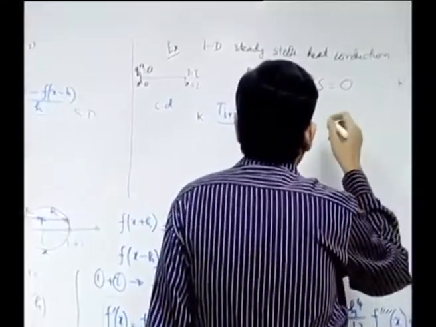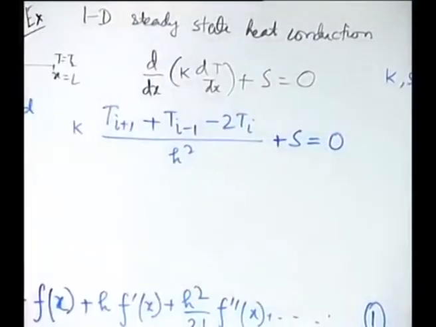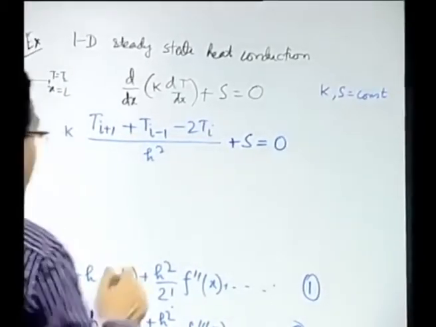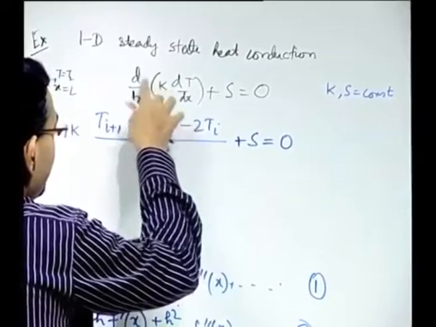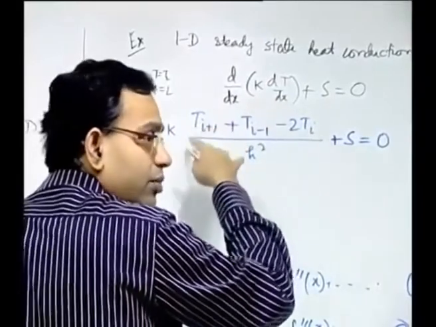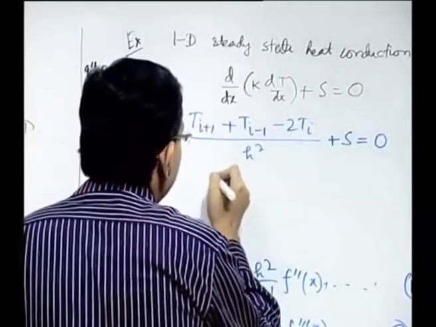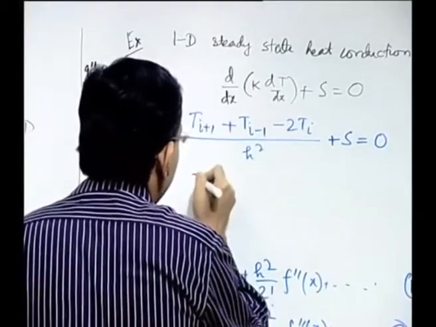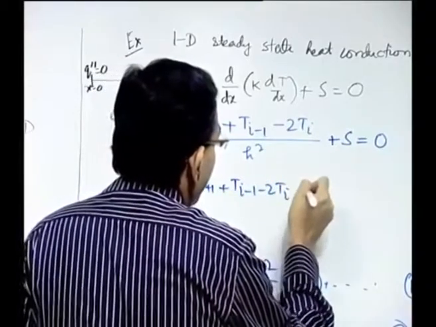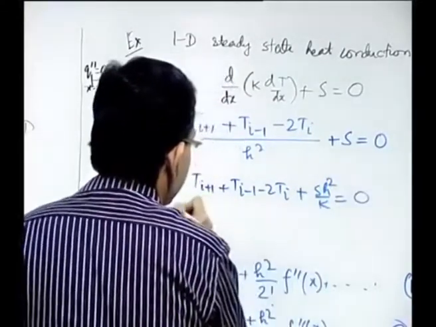Then, plus s equal to 0. What we have basically done is, since k is a constant, we have taken it out of the derivative. So, k d square T dx square, in place of d square T dx square we have written the difference expression. So, from here you can write T(i plus 1) plus T(i minus 1) minus 2 T(i) plus S h square by k is equal to 0.